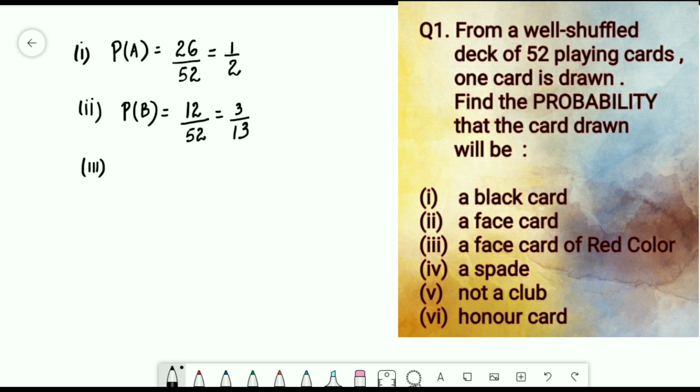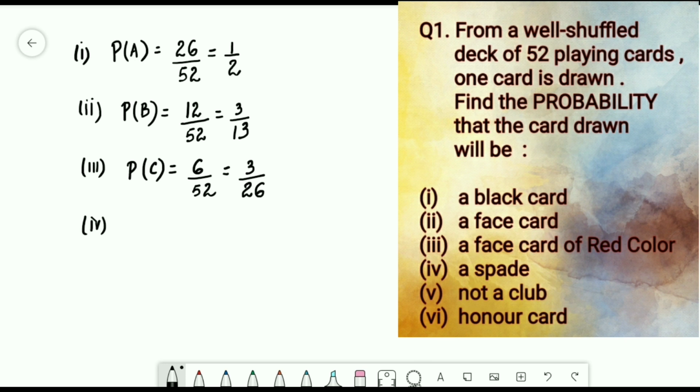Now the third part is a face card of red color. As we know, total we have 12 face cards, out of which 6 are red and 6 are black. So probability of this event is 6 upon 52. And then we will do simplification. So 3 upon 26 is the answer.